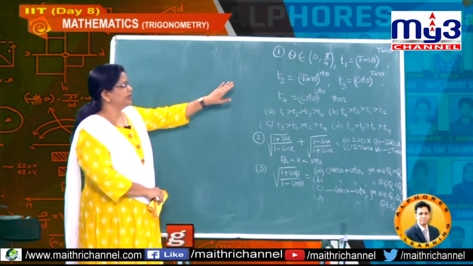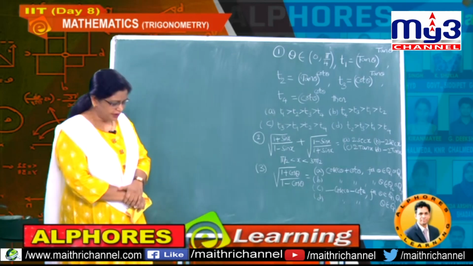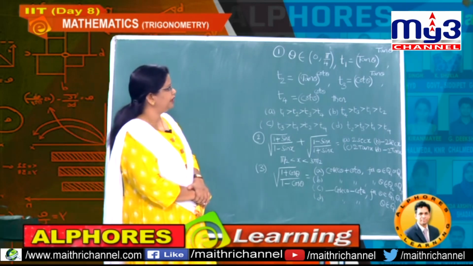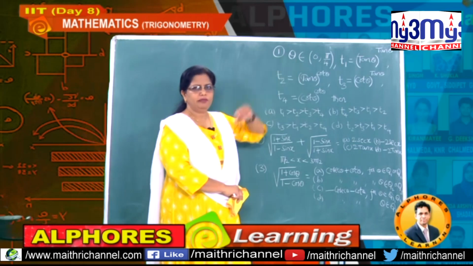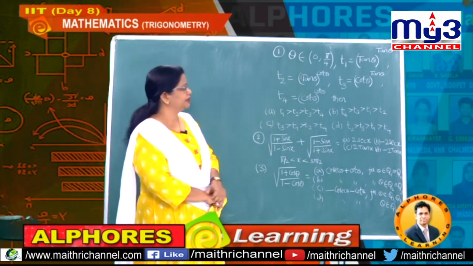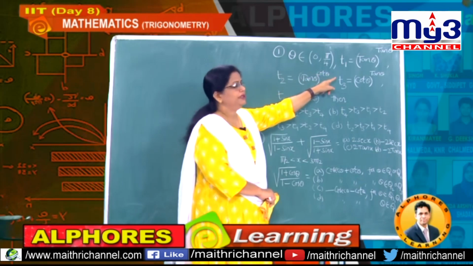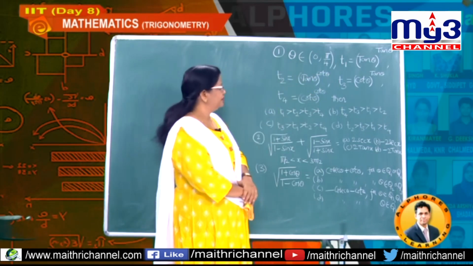Today we are going to continue the same concepts that we discussed yesterday, with the graphs as well as the range of trigonometric functions. Let us observe the first problem. What are the values given? Theta is in between 0 and 45 degrees, and then some values are mentioned as T1, T2, T3 and T4.